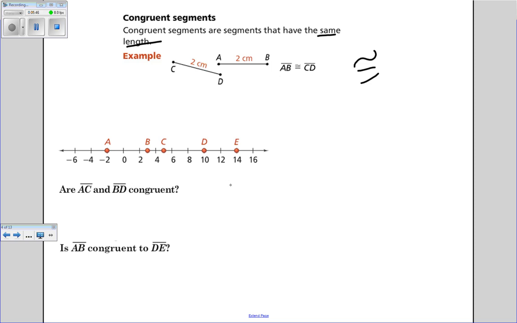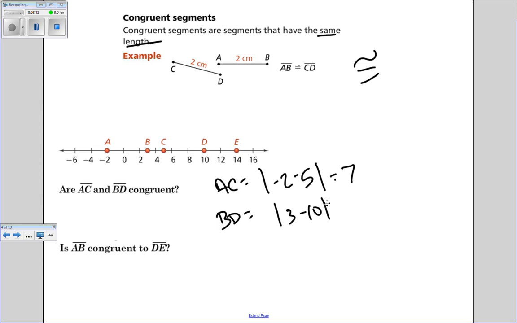All right, we've got a question. Are segment AC and segment BD congruent? Well, let's find out. I need to know the length of AC. A is at -2, and I need the difference to C, which is at 5. So -2 minus 5 is -7, so our absolute value is 7. I need to know the length for BD. B is at 3, D is at 10. So again, we have a length of 7. So are these congruent? Yes, they are. They have the same length.